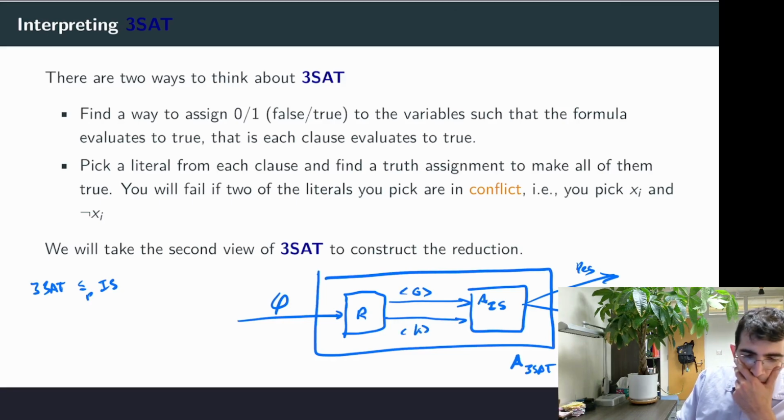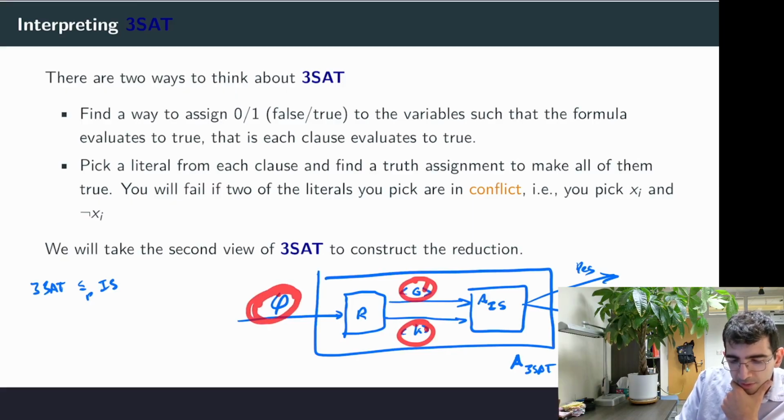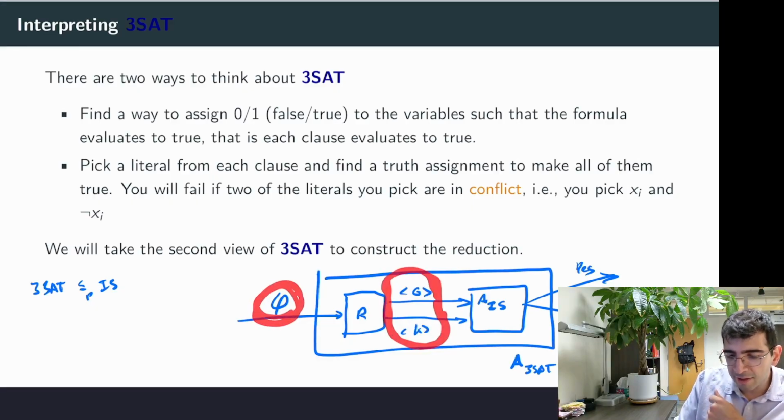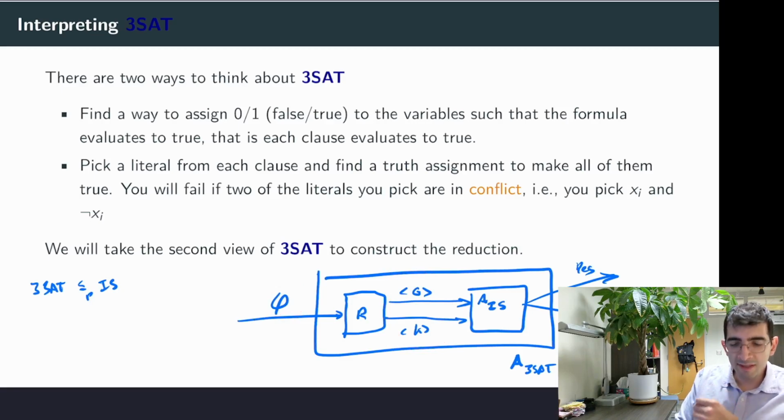Okay, so the question really is, how do we transform this 3-SAT formula into a graph, and choose k such that if this formula is satisfiable, then this graph has an independent set of size k, and if this formula is not satisfiable, then this graph does not have an independent set of size k? That's what we need to do with our reductions. So what do we do in this case?